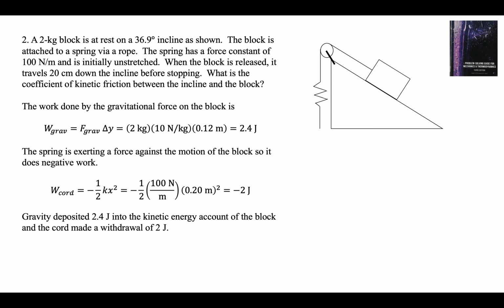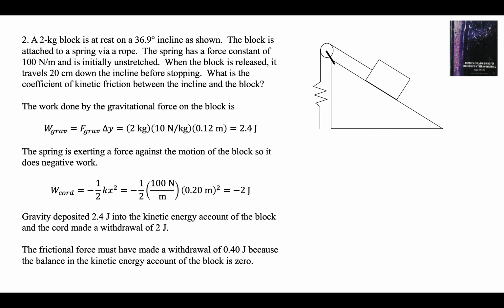Gravity made a deposit of 2.4 joules into the kinetic energy of the block. The cord made a withdrawal of 2 joules. The frictional force must have made a withdrawal of 0.4 joules because the balance in the kinetic energy account of the block is 0. So the cord, spring, took away 2 joules. Friction took away 0.4 joules. Gravity made a deposit of 2.4 joules. The block is at rest.